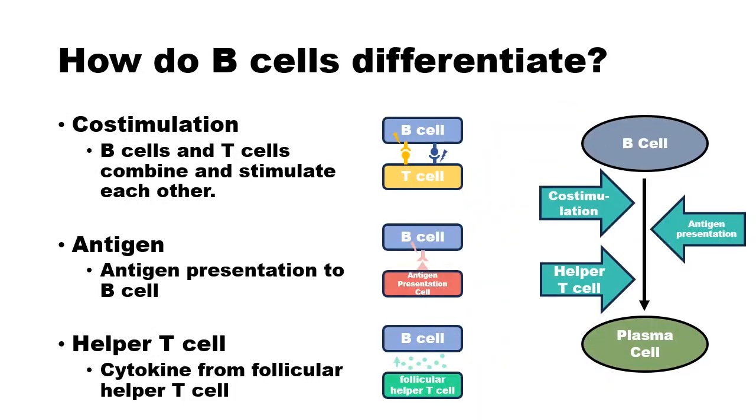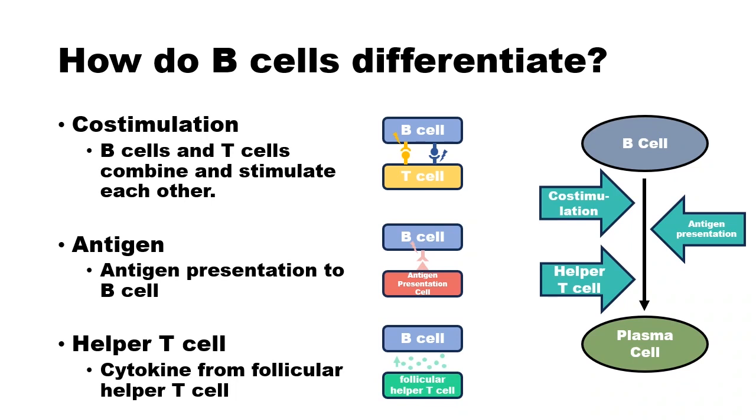Let me explain in more detail. B cell to plasma cell differentiation requires three elements. They are co-stimulation, antigen presentation, and helper T cell cytokine.